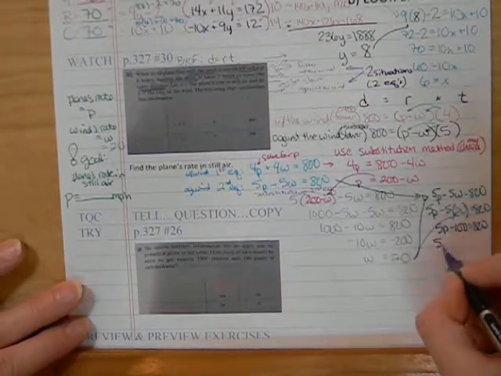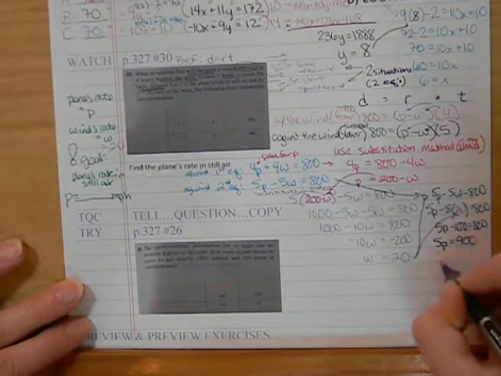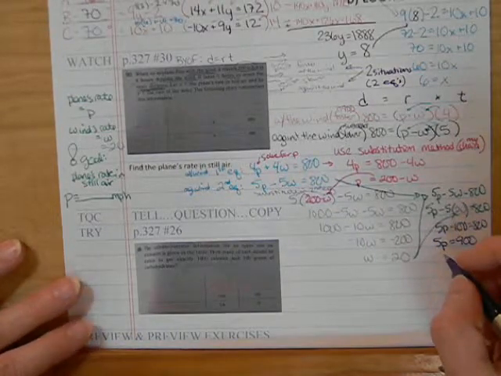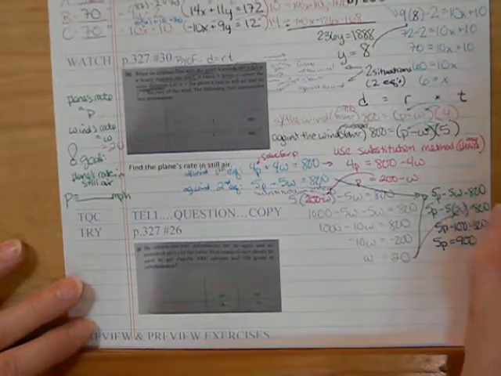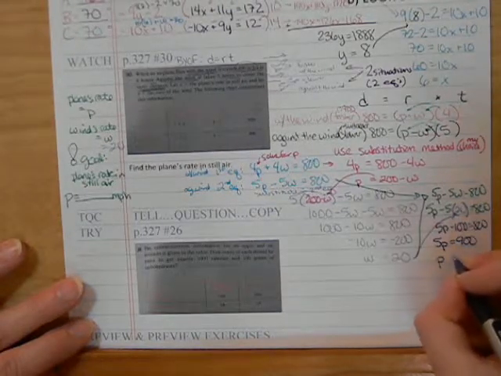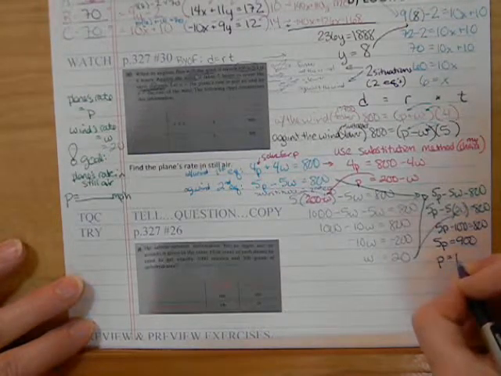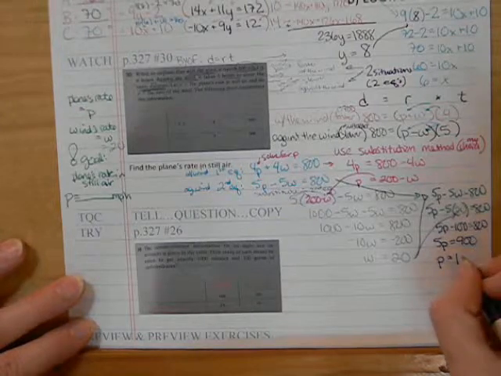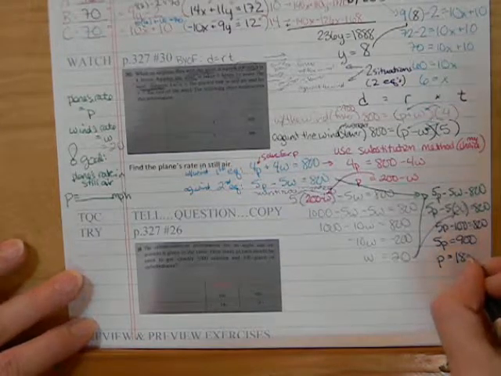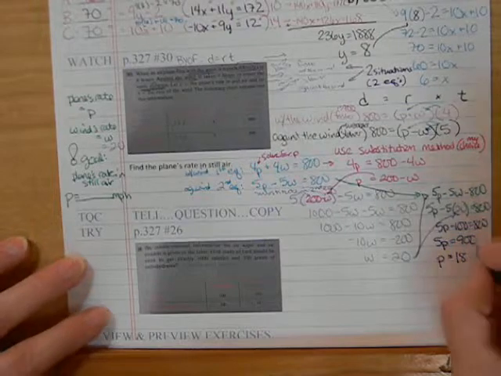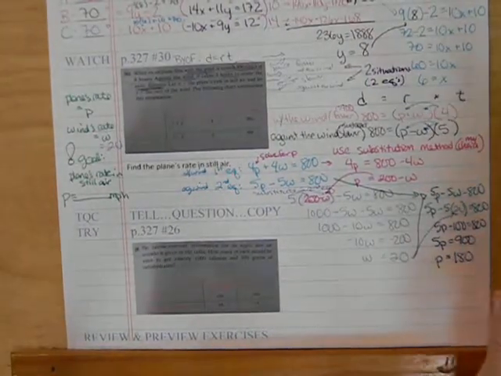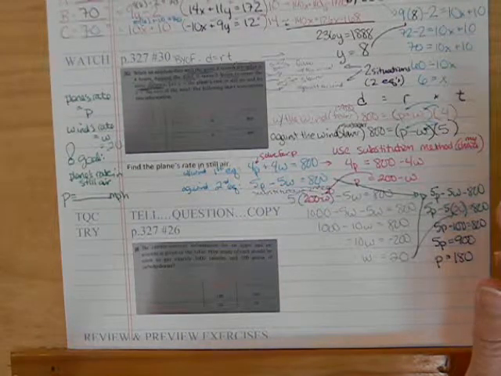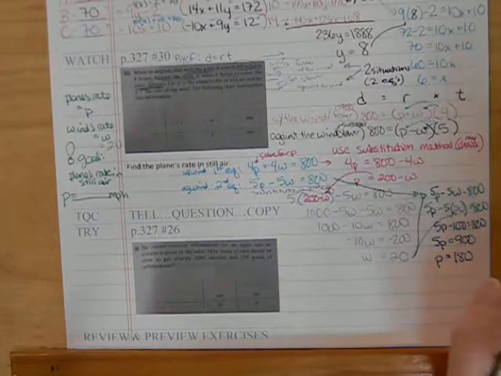Add 100 to both sides, I get 5P is equal to 900. Divide both sides by, what did I get here? 900, and P should equal 180. Let's see, it feels like I did something wrong here.